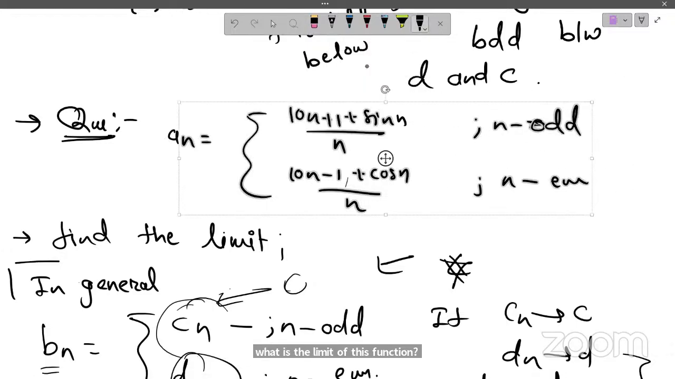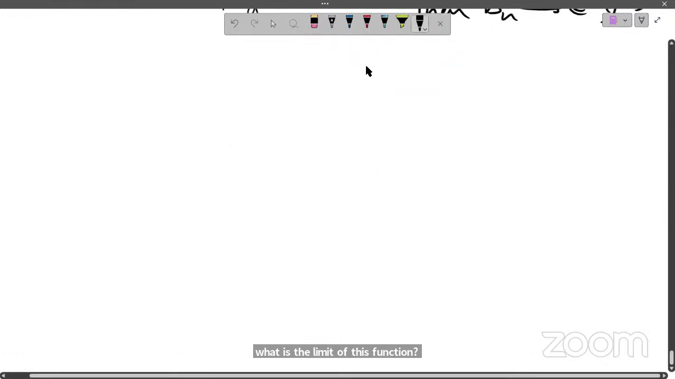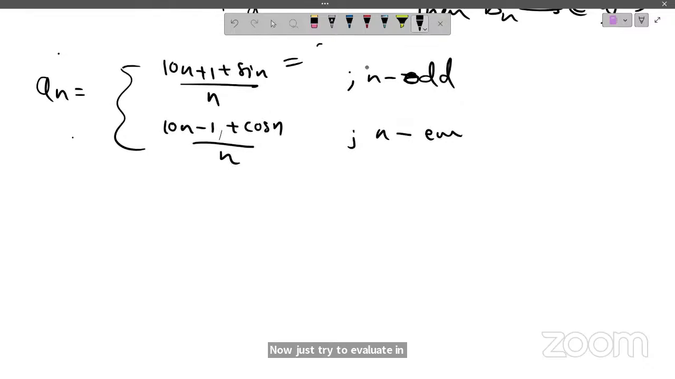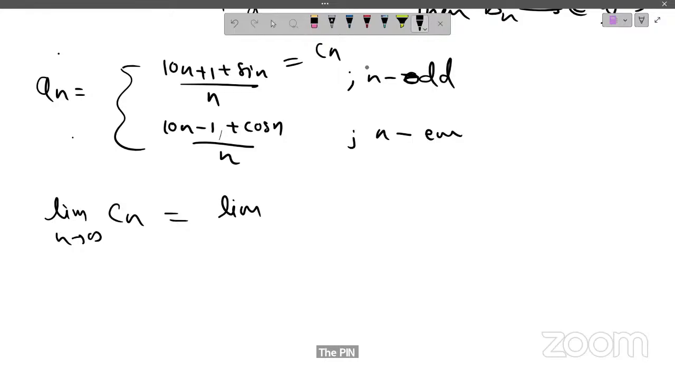Now just try to evaluate in the same sense. This is your Cn. So what is the limit as n tends to infinity of Cn? What is it? The limit as n tends to infinity of Cn is n.